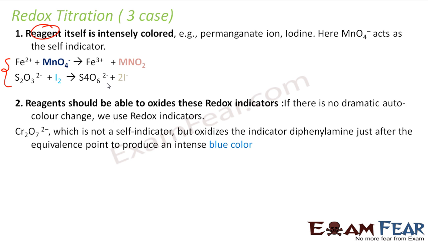The second scenario is where the reagent is able to oxidize the redox indicators. So I have redox indicators, as I have told, right? In the case where my reagent, for example Cr2O7 2-, is used, this reagent doesn't change color on oxidation or reduction. But there are indicators, for example, diphenylamine, that will change color the moment they are oxidized or reduced, right? So this can be used.